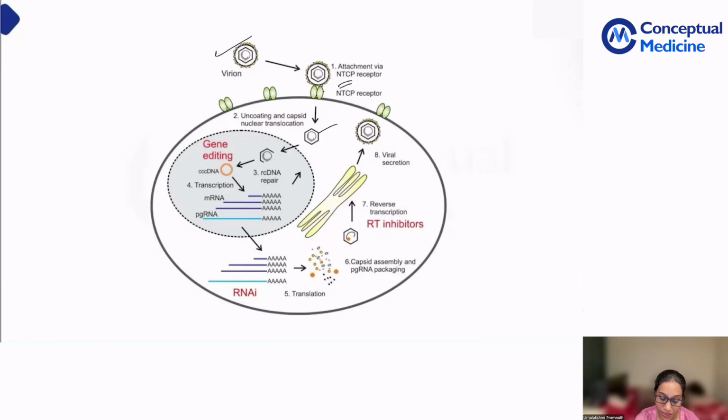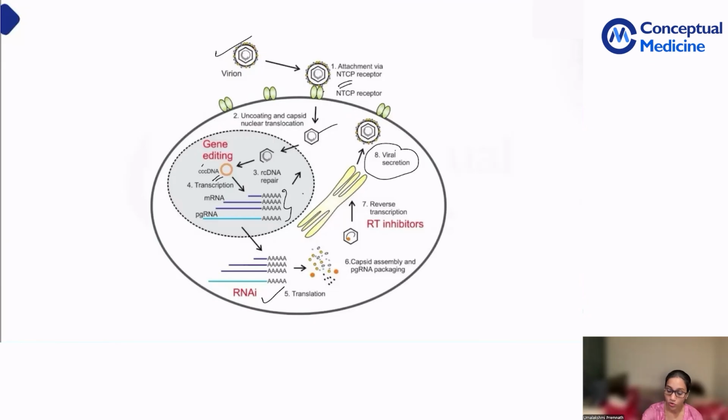So that enters inside, and you have the covalently closed circular DNA, which then forms the mRNA. This is your RNA intermediate. That happens inside the nucleus. This is the nucleus. Once this RNA intermediate is synthesized from the cccDNA, it comes out, and then through translation, you have many proteins. Encapsulation occurs, and through this RNA intermediate, you have the reverse transcriptase activity, the DNA polymerase, which is produced for the new virions.